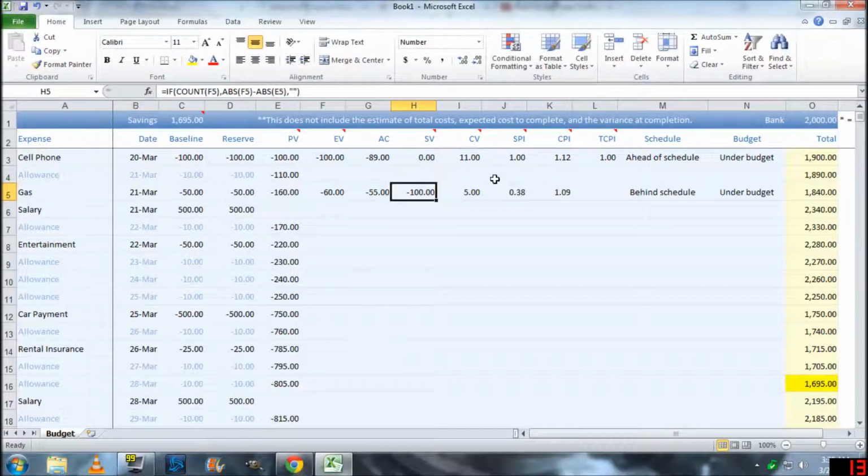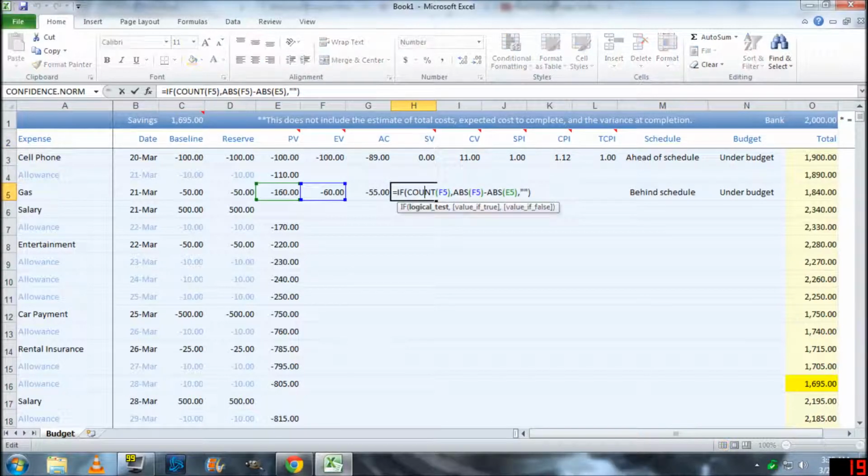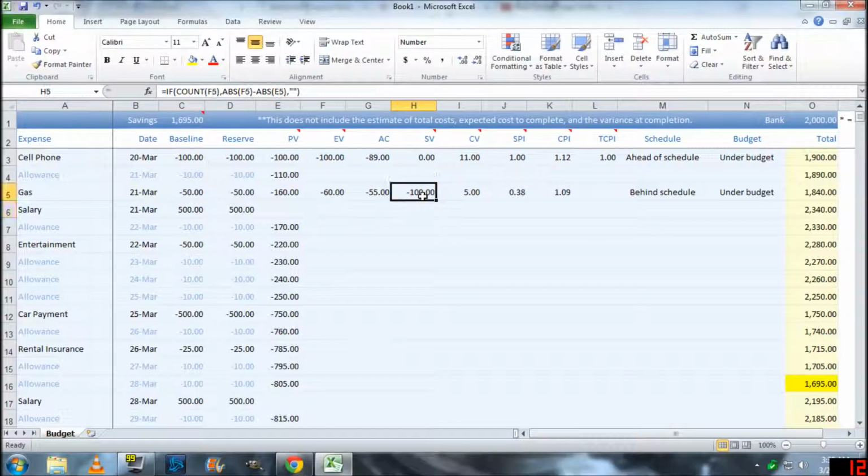Let's say. So here we can see the schedule variance. I'm going to put 160 here because I need to include the one from yesterday. So $60 for today and $100 yesterday, so it will be zero. But let's say I didn't buy gas for today. So that's minus 50. So let's say my earned value is only 110. Here it tells us that the schedule variance is minus 50.